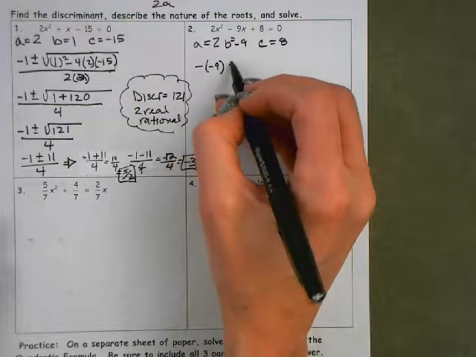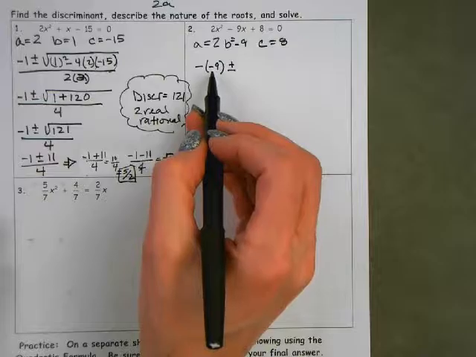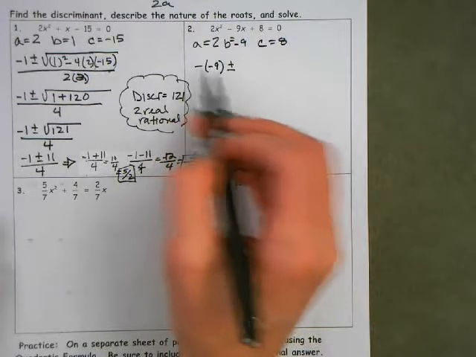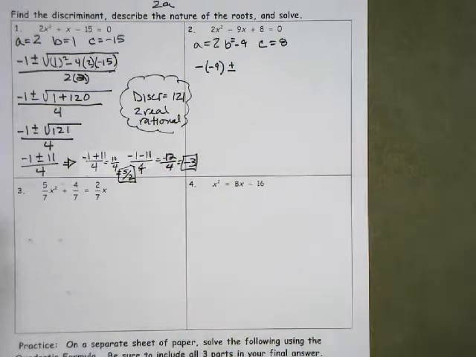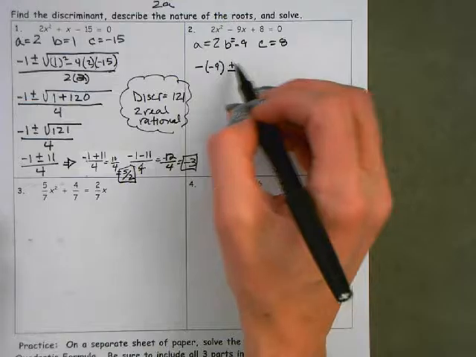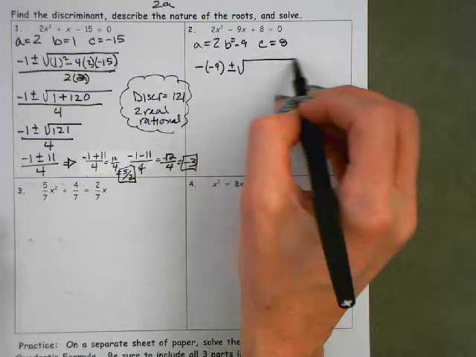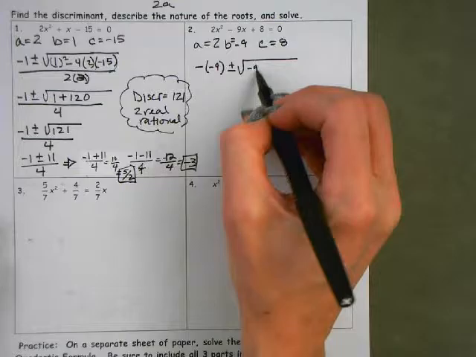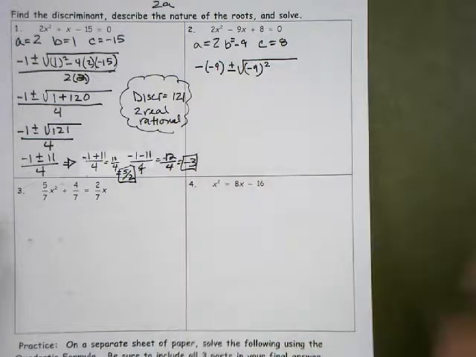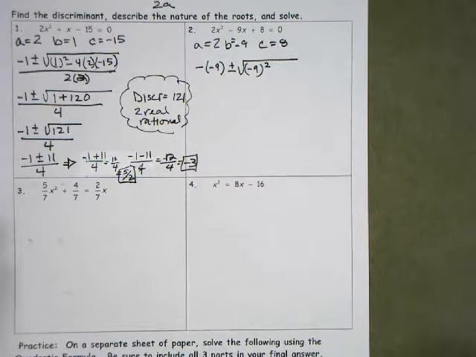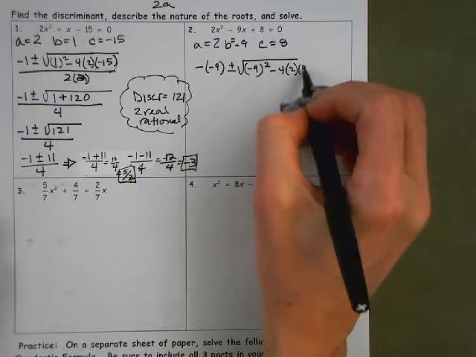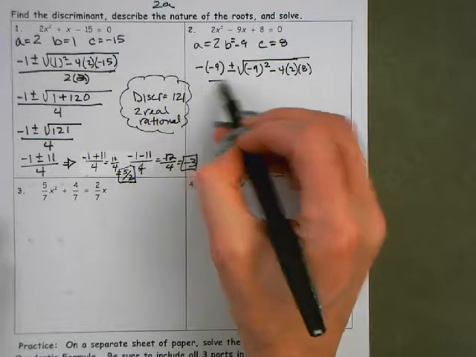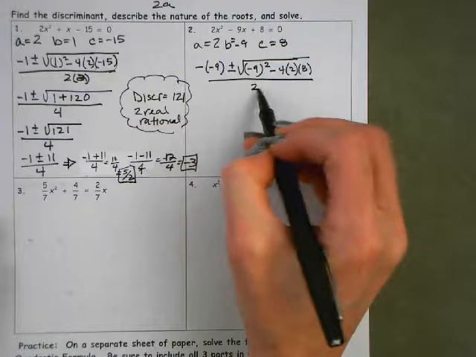So it's negative B. I just always show you how we get there. If I just put a positive 9, then you're going to be like, where did the negative 9 go? So I just do this and I'll bring it down. Okay, so plus or minus the square root of b squared, so negative 9 squared. This is where you want to make sure you have it in parentheses in your calculator, because otherwise it will square the 9 and add the negative later. Okay? Minus 4 times 2 times 8, all over 2 times 2.